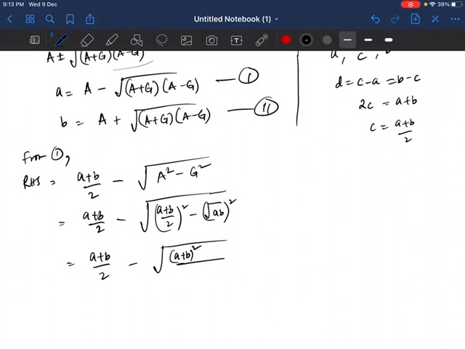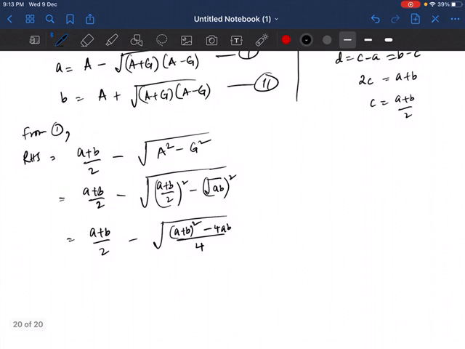Minus, now if I do the LCM, this one is what? Root over of ab square is ab. Now if I do LCM, 4 will be multiplied with this one. So we have 4ab. I hope it's clear. So it's 4ab after taking LCM. Now we know that a plus b whole square minus 4ab is a minus b whole square. You can check it yourself.